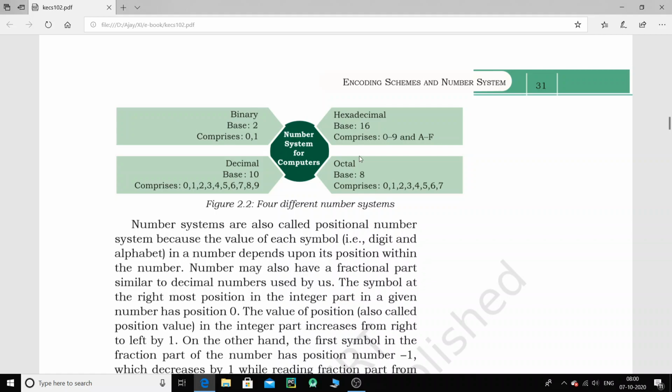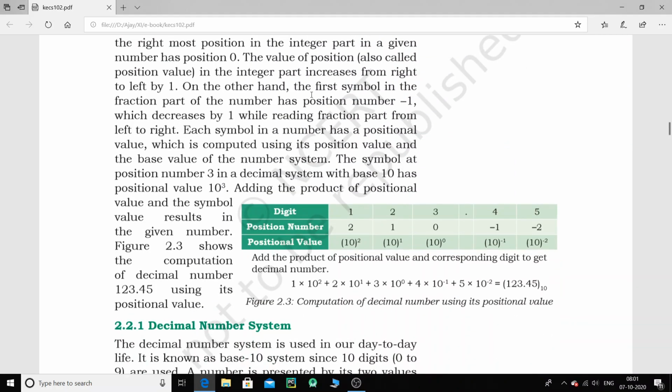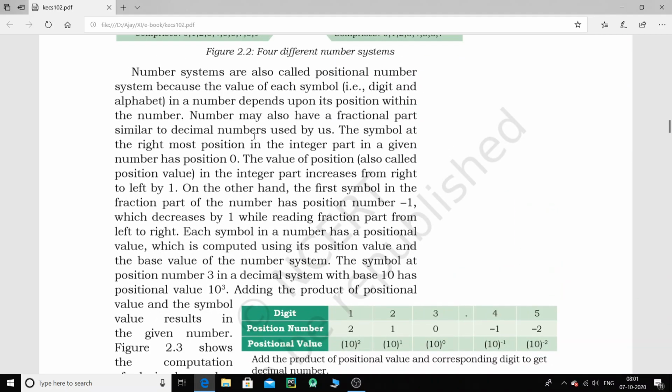Then hexadecimal and octal. The decimal number system is the one that we understand and use, and hexadecimal and octal are used for design purposes. In electronics we use these for designing circuits, and the computer understands the binary number system because everything is in 0 and 1. That is what they have spoken about in this paragraph.